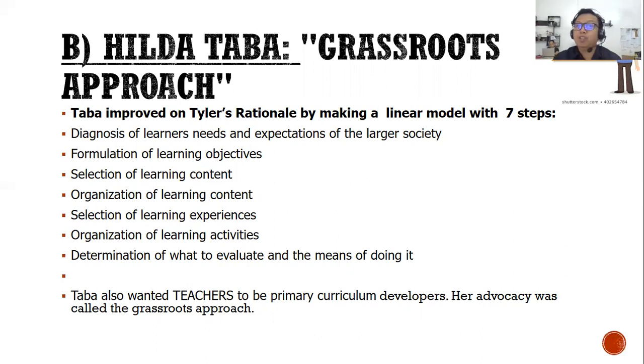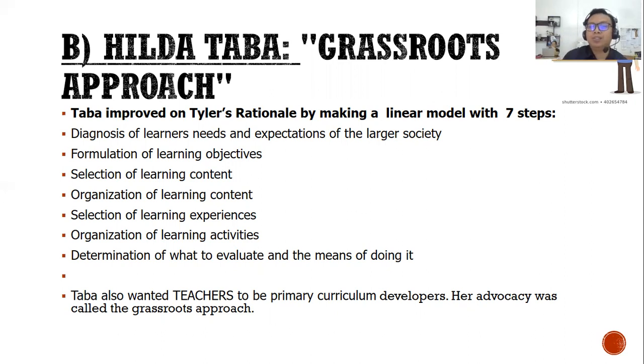Third, we select now the content based on the objectives. We organize the content. We select the experience. We organize the activities. And we determine what evaluation tool are we going to use. Same ra gud siya sa kang Tyler, but it is more specific because there are 7 steps kang Taba. Kang Tyler, question 4 man siya, and there are 4 major questions.